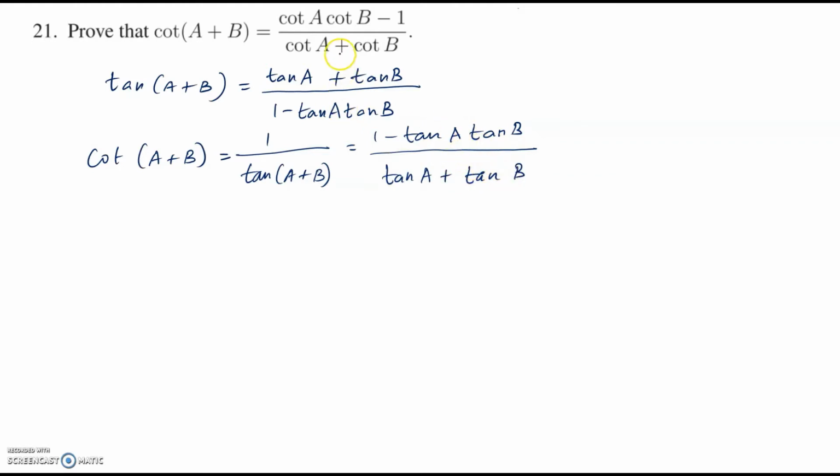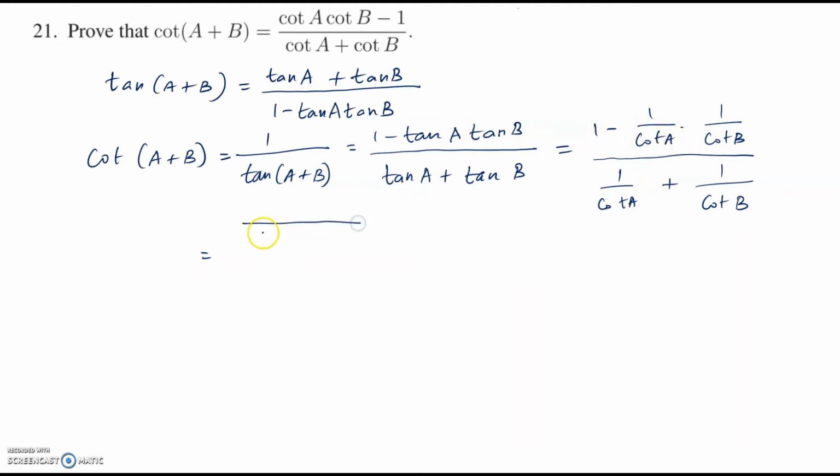What we need to prove is in terms of cot, so let's change all the tan to cot. Tan is 1 by cot. So, this will become 1 minus 1 by cot A into 1 by cot B divided by 1 by cot A plus 1 by cot B. So, let's take cot A cot B as the denominator for the numerator.